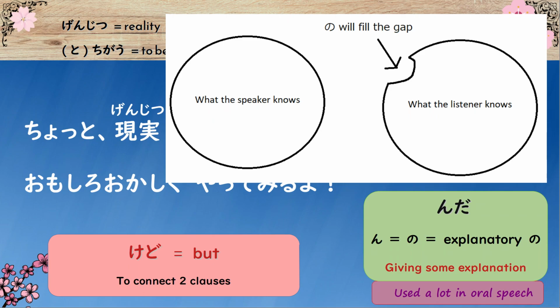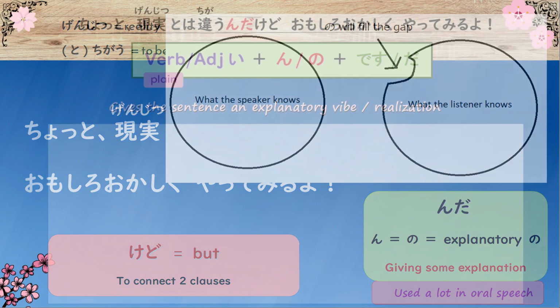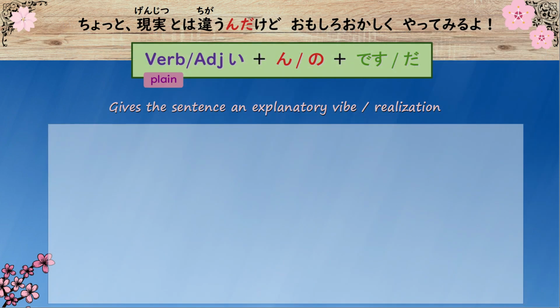But let's see a few examples. So the basic pattern is that you use a verb or an adjective, and then you add ん or の, it depends if you contract it or not, and then です, because of course だ is です in plain form, but you can use it in polite form.